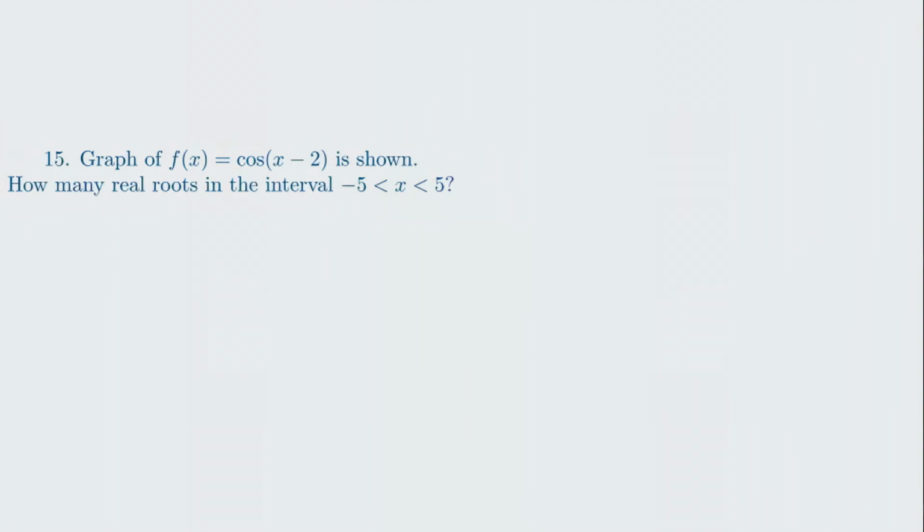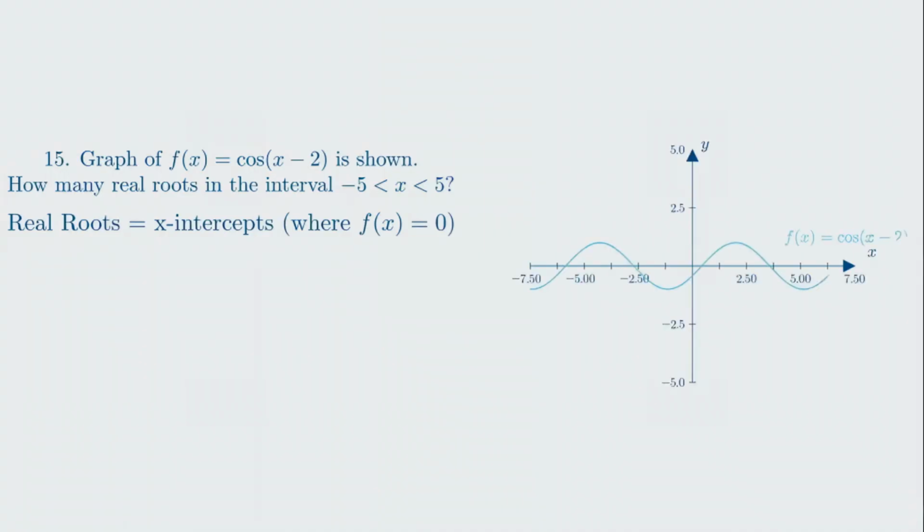A real root of a function is any x value where the function's output y is 0. Graphically, real roots are the points where the function's curve crosses the x-axis. The problem asks for roots within the open interval, negative 5 to 5. This means we are only looking at the section of the graph between the vertical lines at x equals negative 5 and x equals 5. We do not include the points at x equals negative 5 or x equals 5 themselves. Let's visually scan the graph within this interval and count how many times the curve intersects the horizontal x-axis.